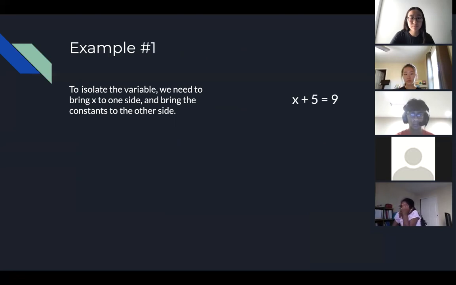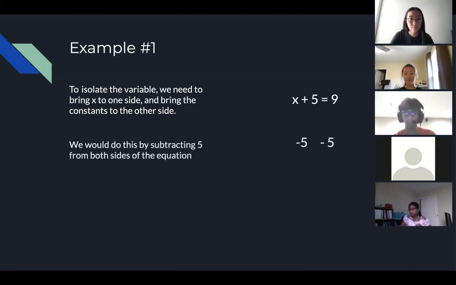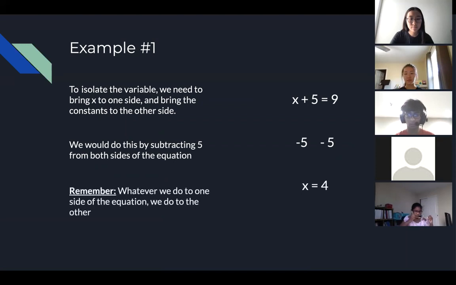Example number 1, which is x plus 5 is equal to 9. Here we want to isolate the variable. I already see people saying x is equal to 4. To do this, you'd subtract 5 from both sides of the equation, and that gives you x is equal to 4. A key thing to remember is that whatever you do to one side of the equation, you have to do to the other so that it stays equal and balanced.